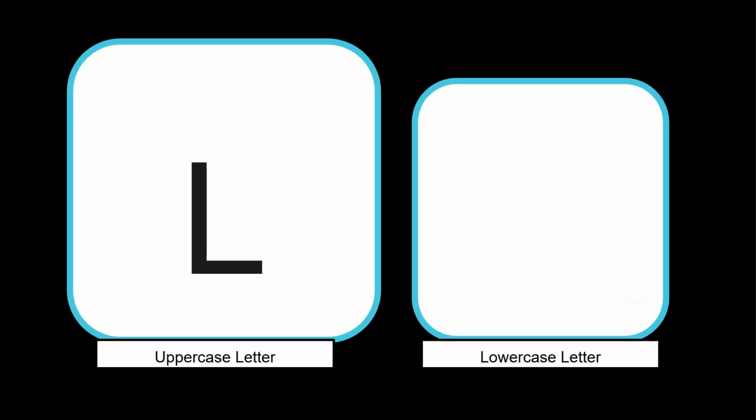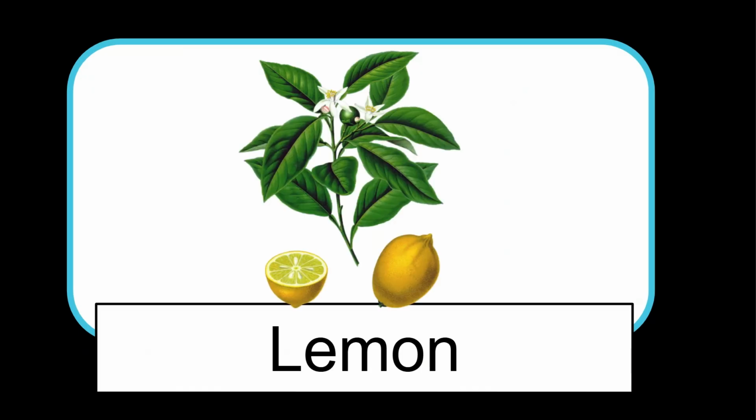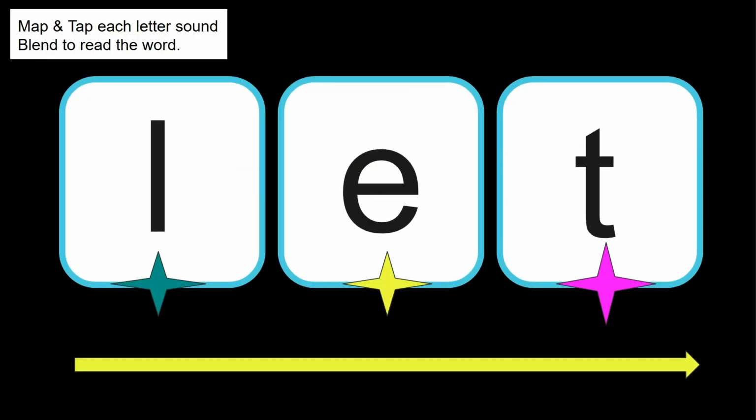Next we have the letter L. L. And it makes the sound L, just like in the beginning of the word lemon. Now let's decode. L-et. Let.